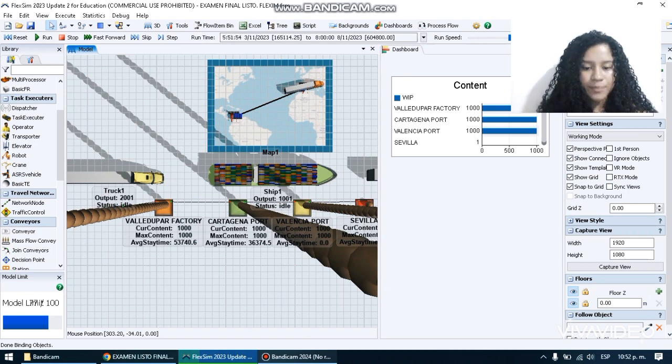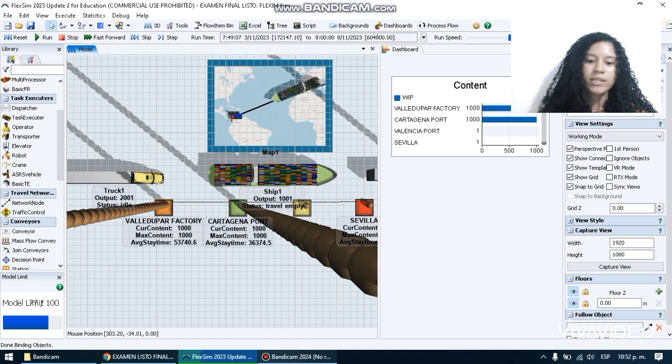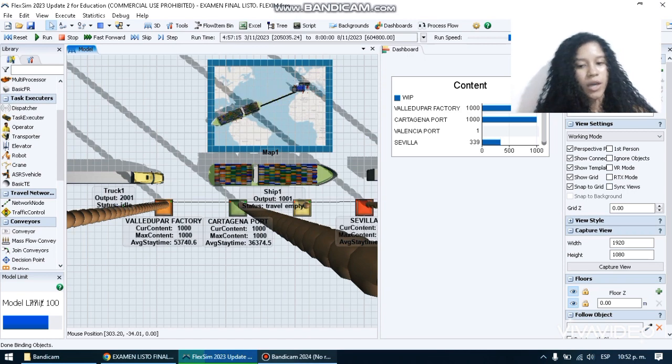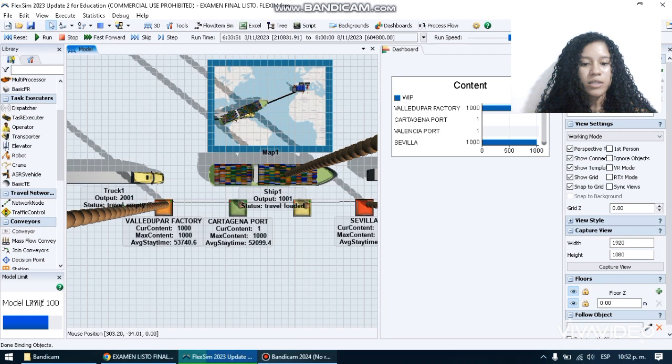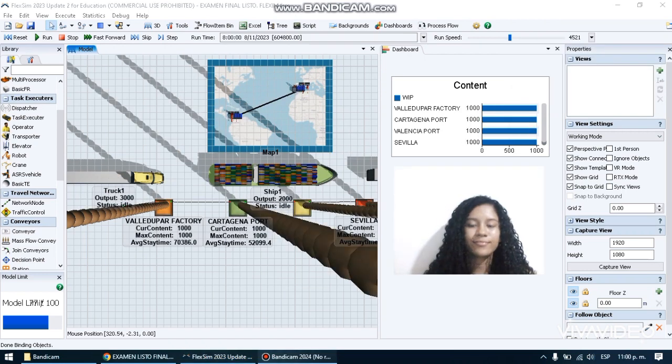So, finally, in the following graphs, we can see that at the end of the routes, the scheduled amount of merchandise was delivered to the destination, which means that the logistics process was successful. Okay, to finish this presentation, in the following graph we can see that at the end of all routes, the scheduled amount of merchandise was delivered to the destination, which means that the logistic process was successful.